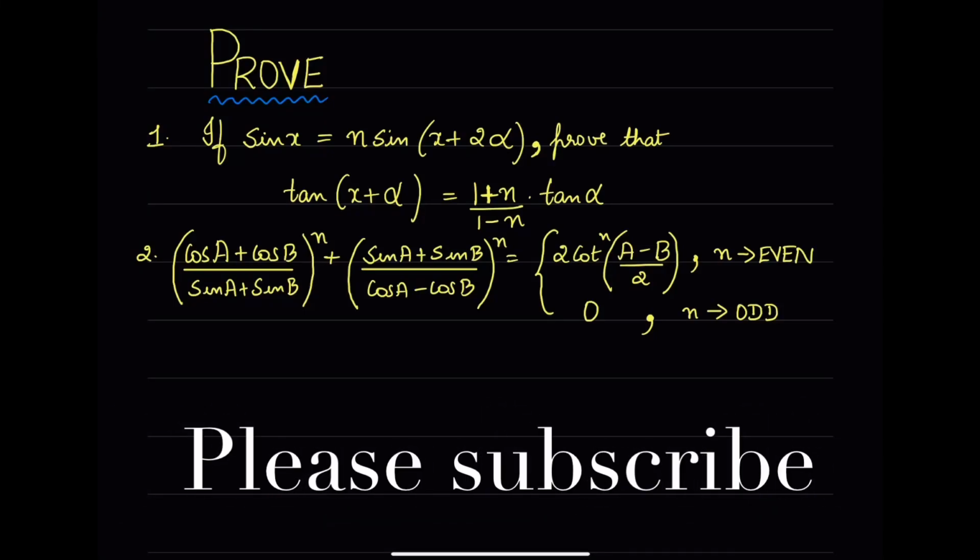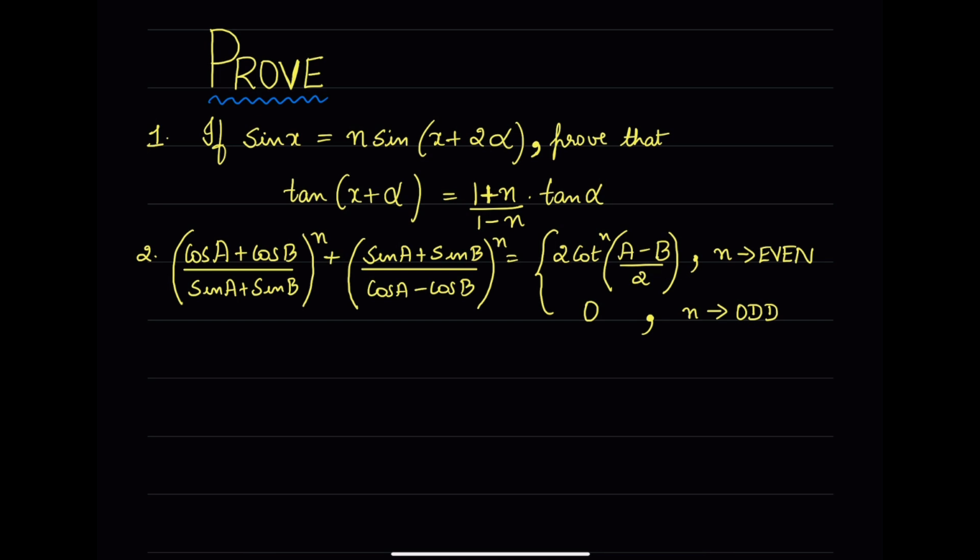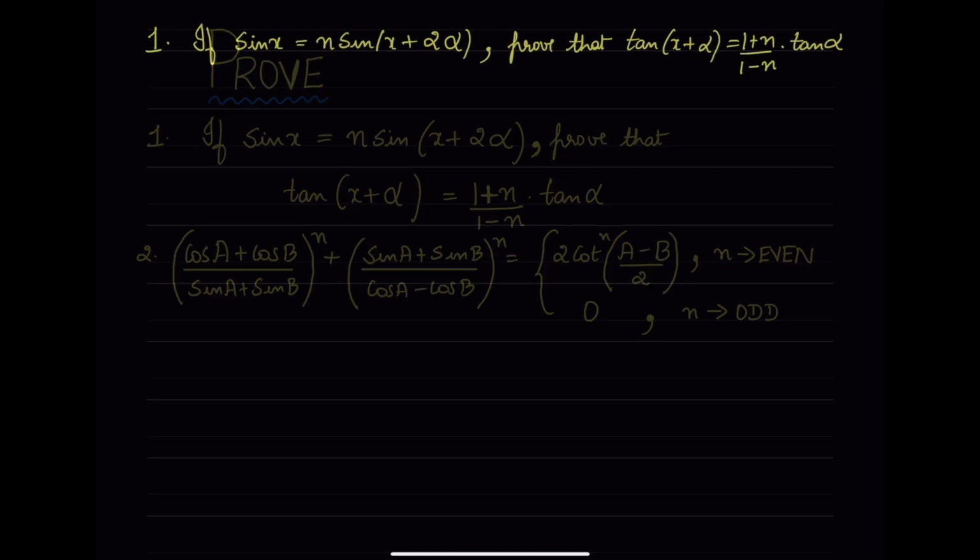In this video, let us try to solve a couple of complex problems related to product to sum or sum to product formula application. So in the first question, we have to prove that if sin x is equal to n times sine of x plus 2 alpha, then tan of x plus alpha is equal to 1 plus n divided by 1 minus n times tan alpha. So let's give a try and solve the first one now.